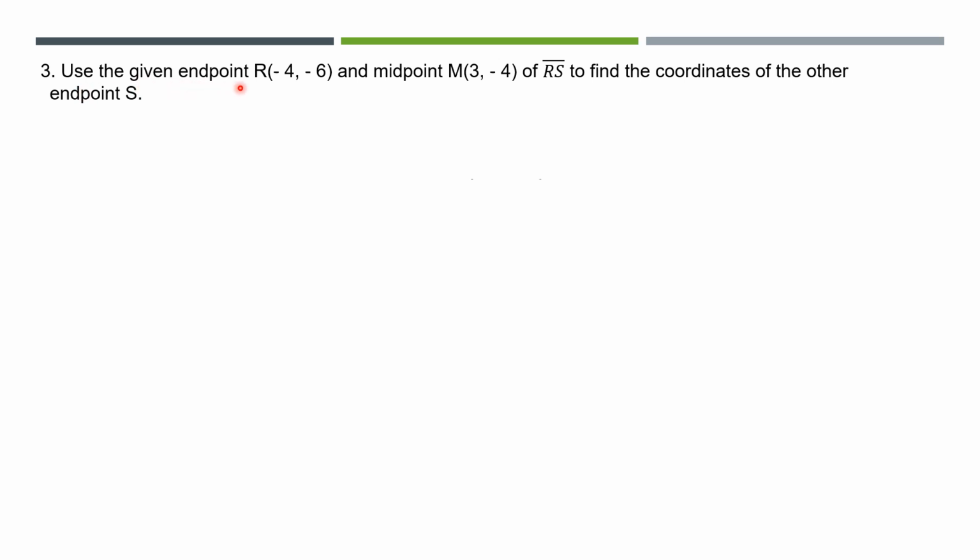Use the given endpoint R, which is -4, -6, and the midpoint M, which is 3, -4, of the segment RS, to find the coordinates of the other endpoint. What do you mean the other endpoint? Didn't I get that? No. You got one endpoint and the midpoint. It's still a midpoint question, so you're still going to start with the midpoint formula. That is not going to change. How you substitute into it is how it's going to change.